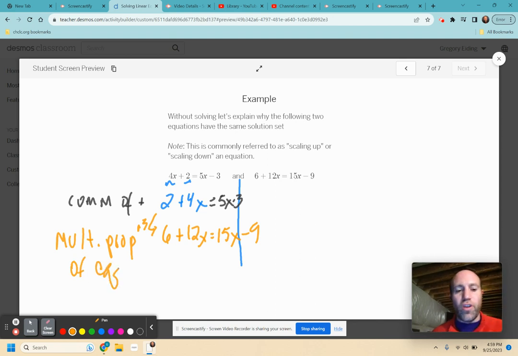So I didn't actually solve for x. Instead, I now showed that the left side and the right side are exactly the same by using those properties. And that's the same thing. That's called scaling up or scaling down.